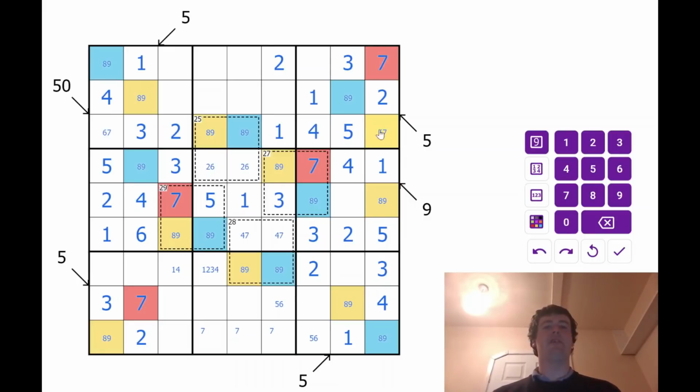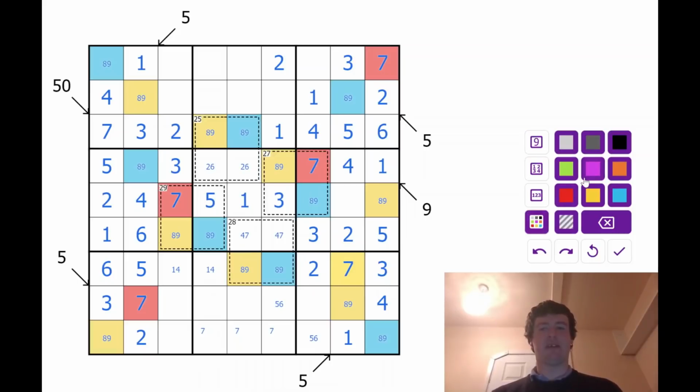Now by normal sudoku, this square isn't a 7 anymore, so it must be a 6. That puts a 7 over here. To complete this column, we need a 6. To complete this column, we need a 5. This isn't a 2 or a 3 anymore. We need a 7 here to complete the row. Let's make that red for completeness. And down here we have either a 5 or a 6.